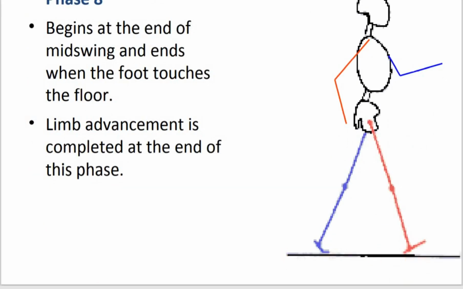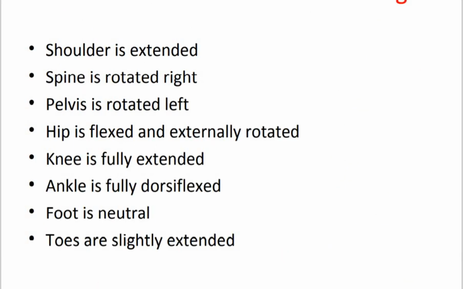These are some static positions in the terminal swing phase. Shoulder is extended, spine is rotated to the right, pelvis is rotated to the left, hip is flexed and externally rotated, knee is fully extended, ankle is fully dorsiflexed and foot is neutral, toes are slightly extended.